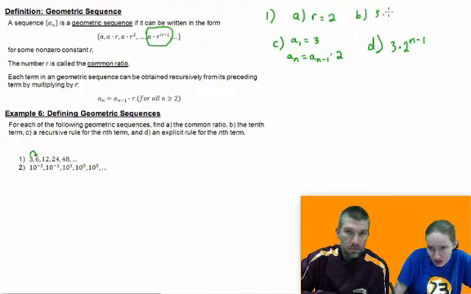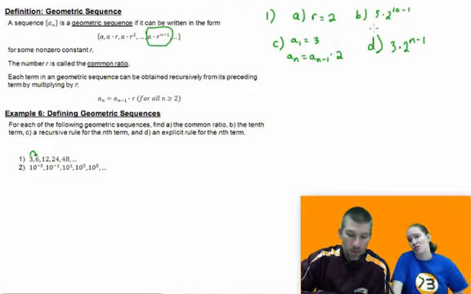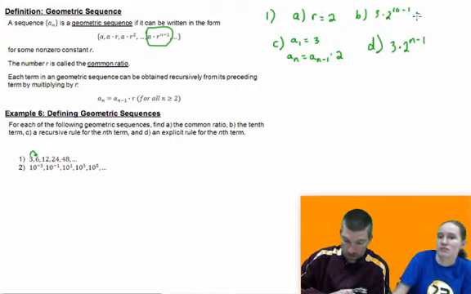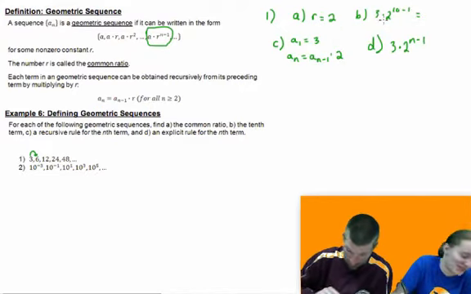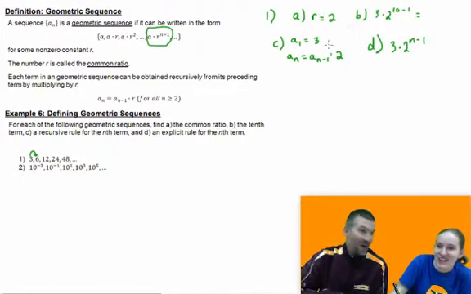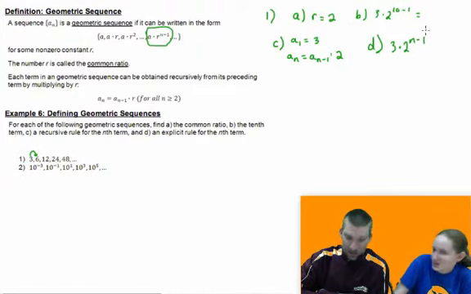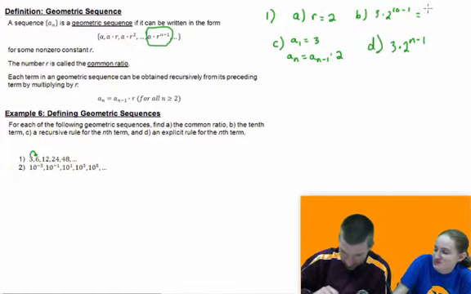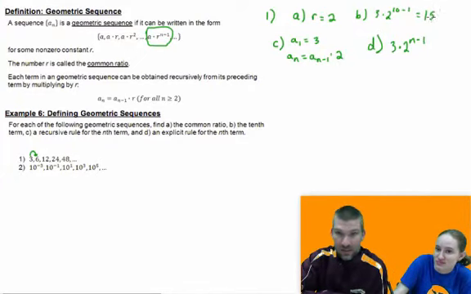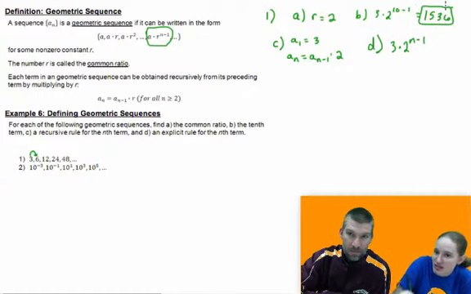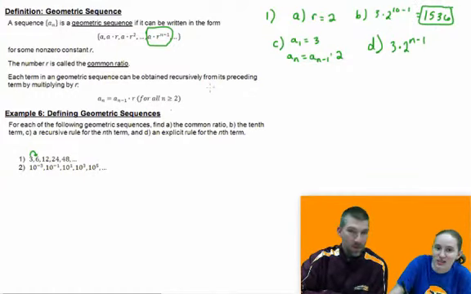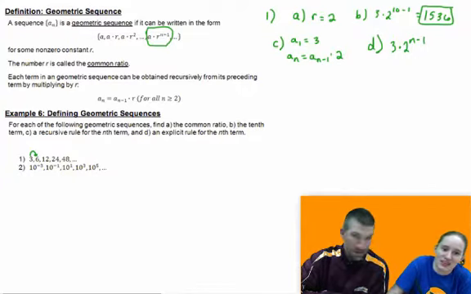So 3 times 2 to the 10 minus 1. You're going to have to help me out with 2 to the 9th power. That's so big. 512. Times 3. 1,536. I'm so glad we didn't do that by hand. That would have been really tough.